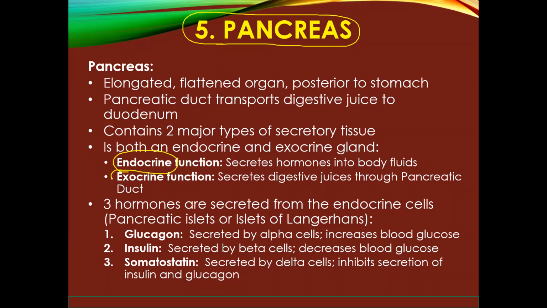And the exocrine functions, which is the part that produces enzymes, are located on the outer part, or acini, of the gland. There are 3 or 4 hormones produced by the pancreas: glucagon, insulin, somatostatin, and one more called the pancreatic polypeptide. This is also produced by the pancreas.